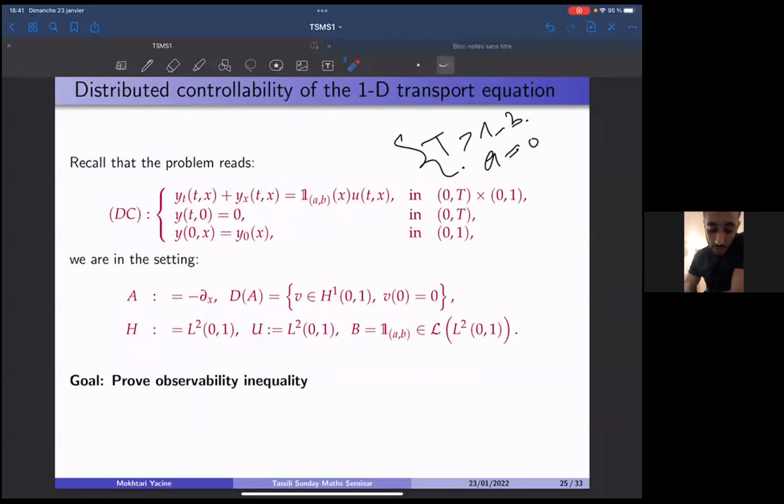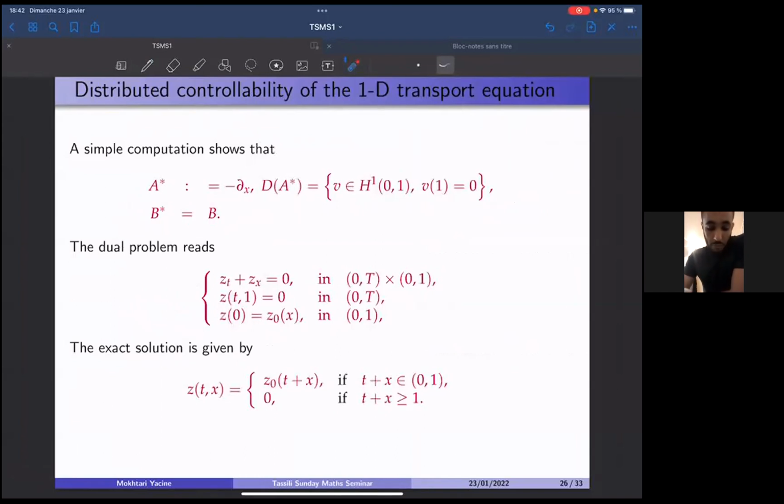In the abstract setting, A in this case is the derivative operator, and our operator A has domain H1 such that v at 0 equals 0. The space H will be L2(0,1). The space of the control, sorry, will be L2(0,1) also. And the operator B is a continuous operator from L2(0,1) to itself. And the goal is to prove the observability inequality in this setting.